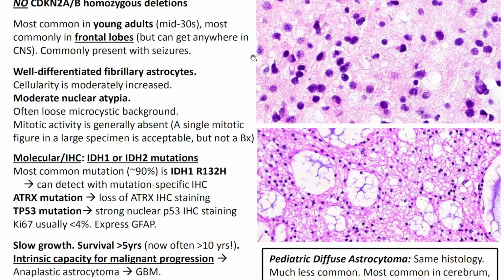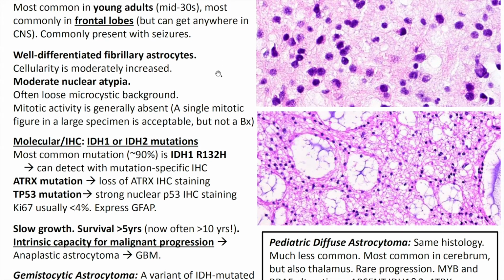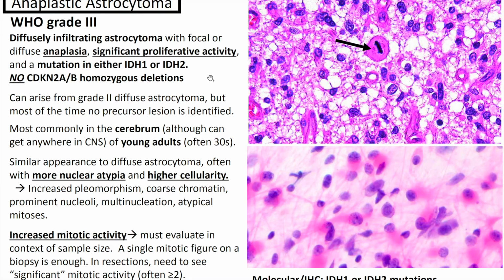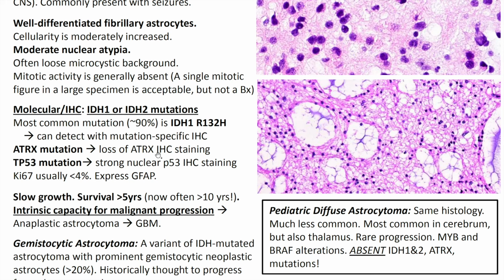So for molecular or IHC, you're going to have IDH1 or IDH2 mutations. The most common mutation, around 90%, is IDH1 R132H, which you can detect with mutation-specific IHC. You can also have ATRX mutations or a loss of ATRX on IHC staining, as well as TP53 mutation with strong nuclear P53 IHC staining, and the Ki67 is usually less than 4%, and they're going to express GFAP.